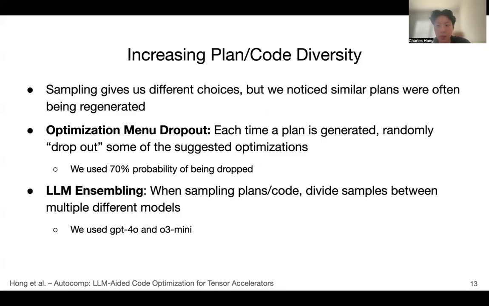In addition, like some others have shown for various different tasks, when we're sampling, let's say 10 plans, we sample 5 from one model and 5 from another model. And this is called LLM ensembling.